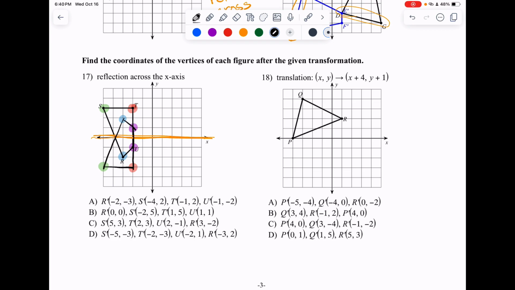All right, I'm going to focus on just 2 of the letters. I'm going to focus on S prime and T prime because those have a Y value of -3, and the T has an X value of -2, and the S has an X value of -5. So I'm looking for S prime, -5, -3, and T prime, -2, -3.